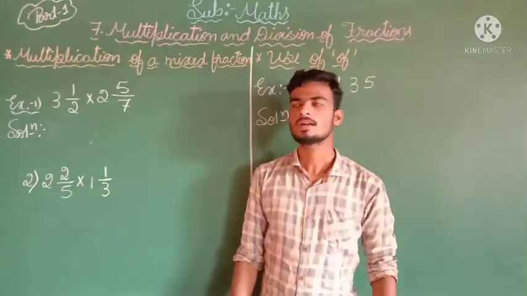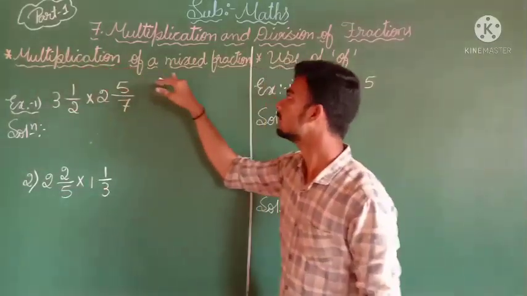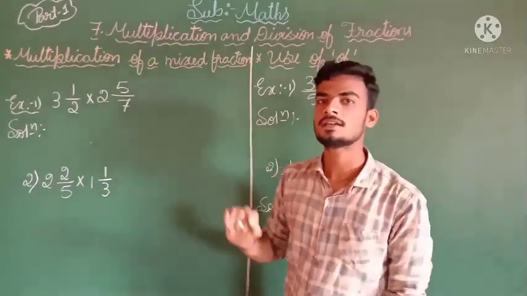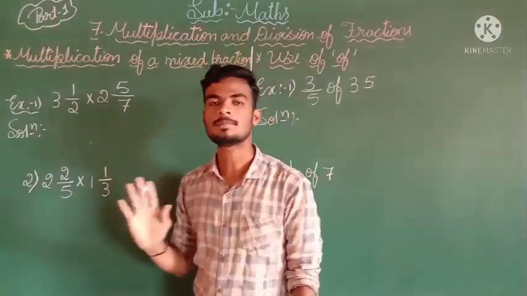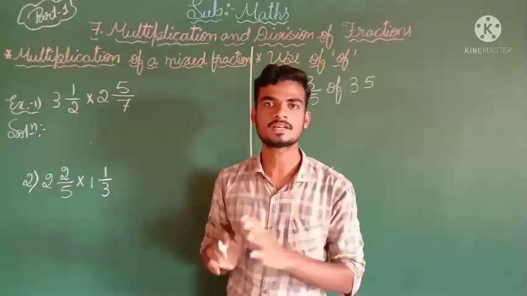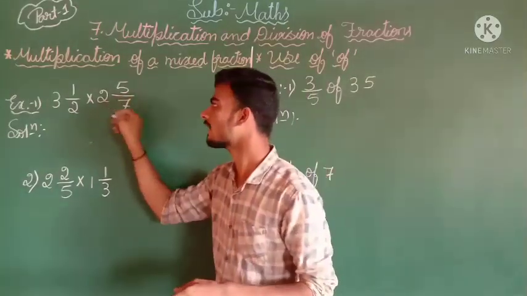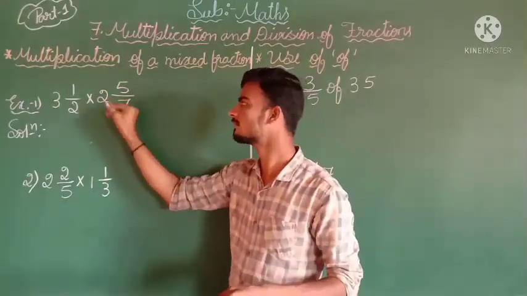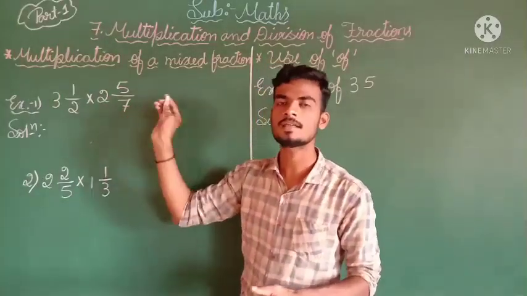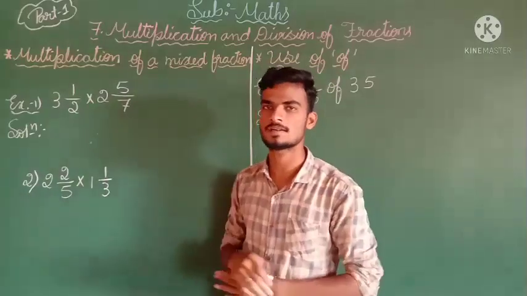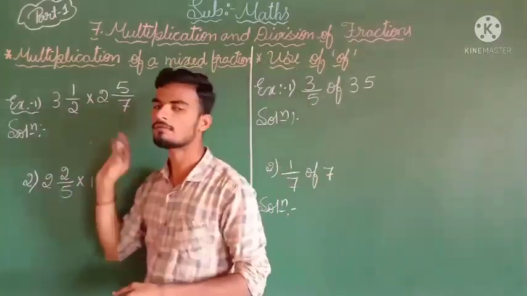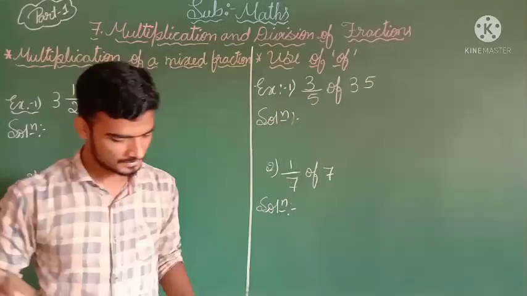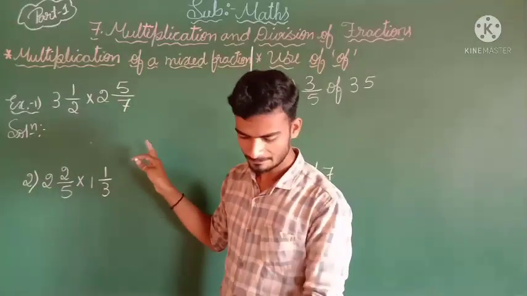Dear students, now let us see multiplication of mixed fractions. Here both the numbers are given as mixed fractions. If the numbers arise as mixed fractions, as you already know, first we want to convert the mixed fractions into unlike fractions. Then we want to make a simplification. Here also we follow the same way. This is the question I have taken from your exercise.